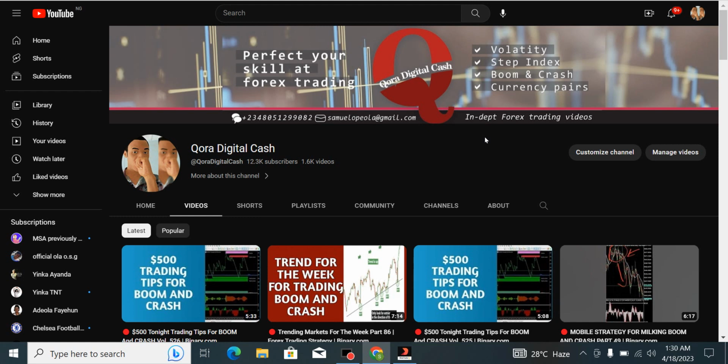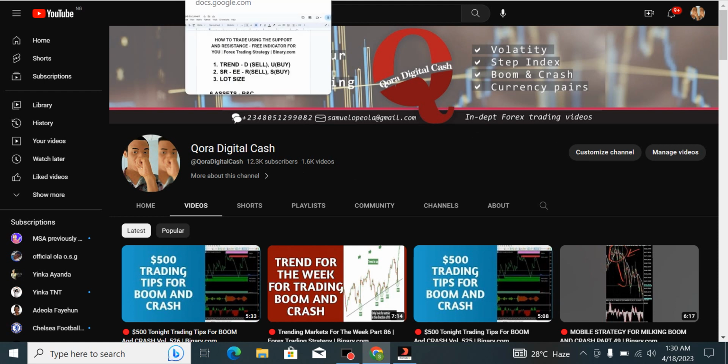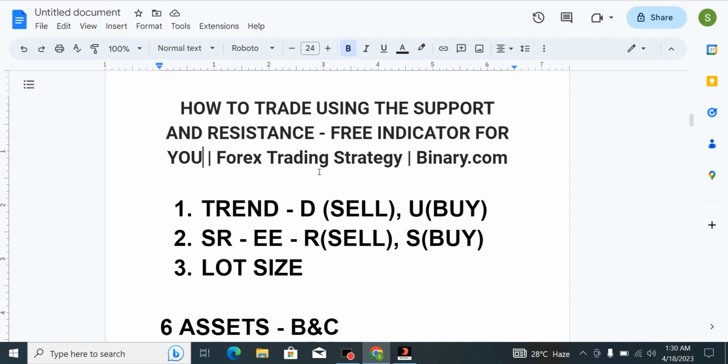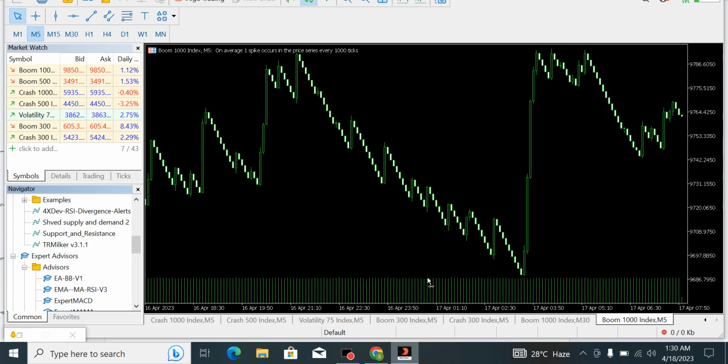So quickly let's go straight into what we have right here. Like I said earlier on, I will be checking out how to identify or how to trade using the support and resistance zone. And of course I will be giving out a free trading tool right from here. So let's go straight to the chart.